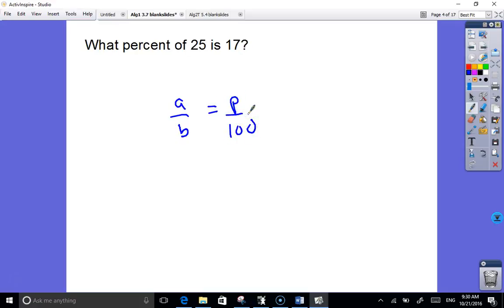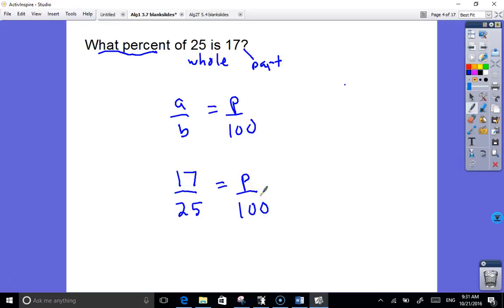With the terminology that we just introduced, which is the part and which is the whole? The 25 is the whole, so that's going to be in the place of the B. And what is the 17 then going to be? The part. And they kind of gave away right away that what percent means that's the thing you don't know. So we fill in the things we do know: 17 for the part, 25 for the whole, equals P divided by 100. Now that's a proportion that we can solve.